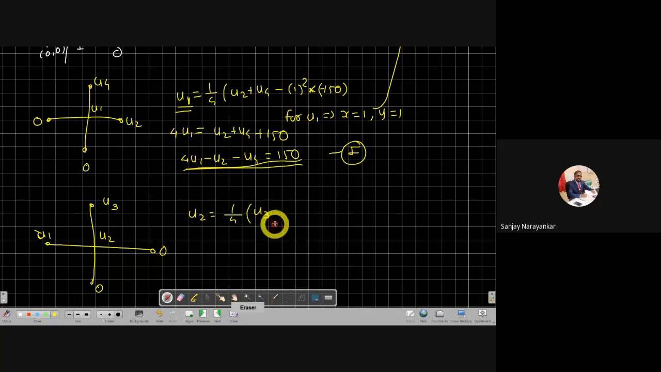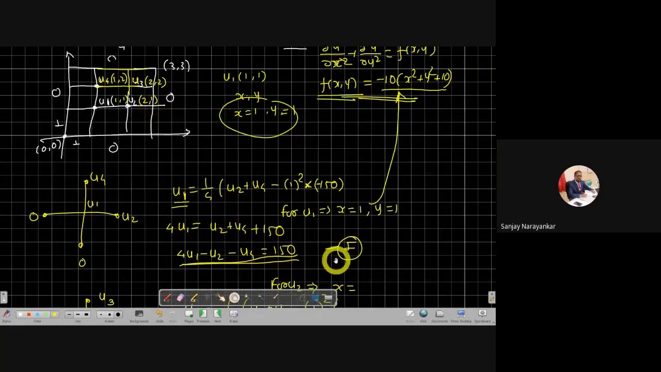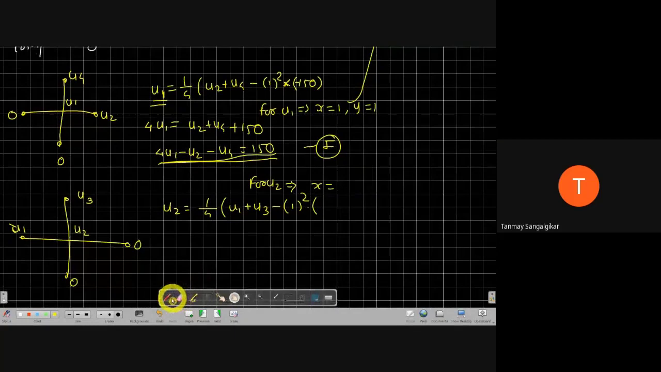u3, u1 plus u3, minus h square, 1 square into function. Now here for u2, what is the x value for u2? x is 2, and y is? 1. x is equal to 2 and y is equal to 1.